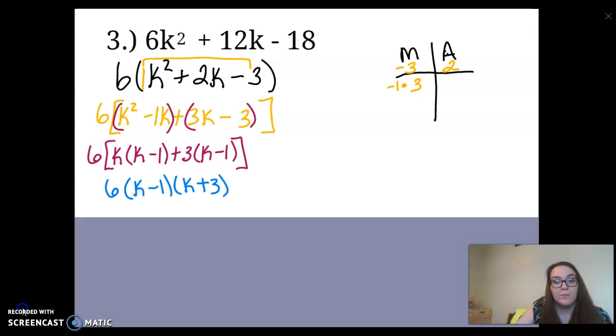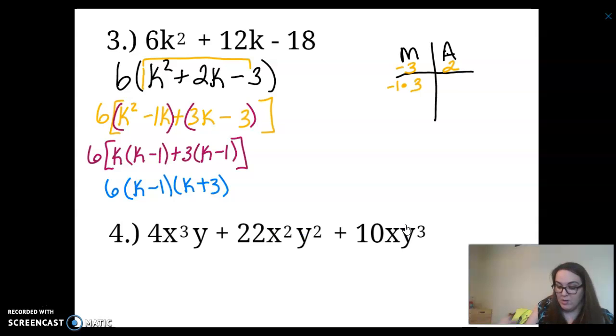Alright, so right there, if you look there in purple, I did my grouping, and I left that 6 on the outside, and then there in blue, I wrote down that final answer with a 6 included. That GCF must follow all the way to the end. So here is number 4.